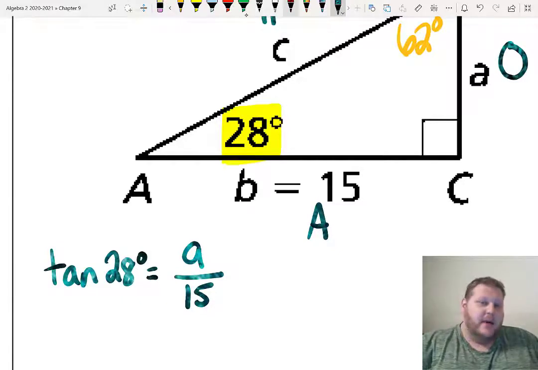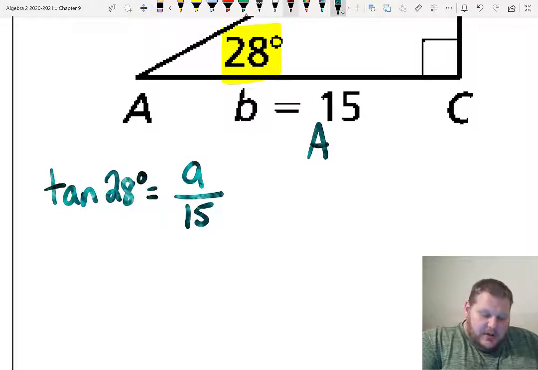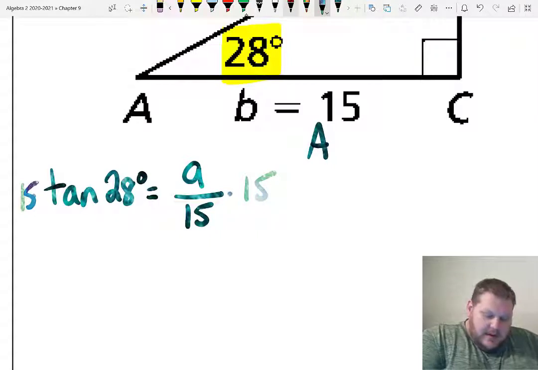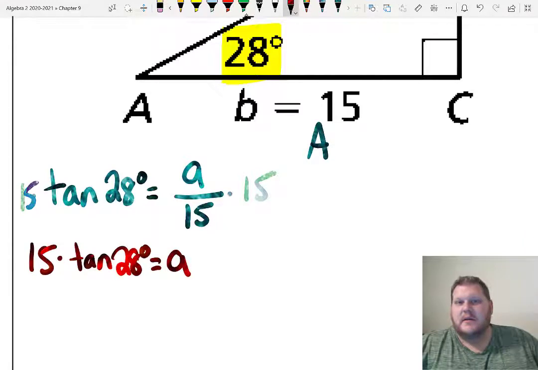And now that I have that set up, I can just go ahead and solve for a. That's what I need to do, just like I did in box 2. So here I'm going to go ahead and multiply by 15 on both sides. And that gives me 15 times the tangent. I'm going to switch colors here. That's not showing up real well. 15 times the tangent of 28 degrees is what my a value is.